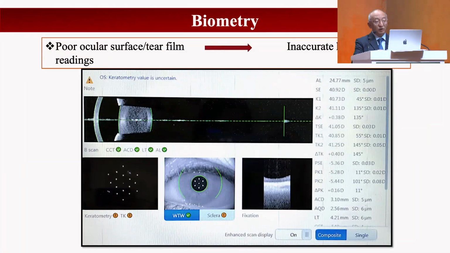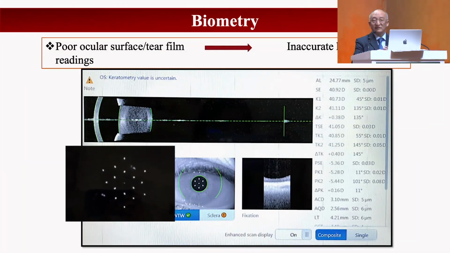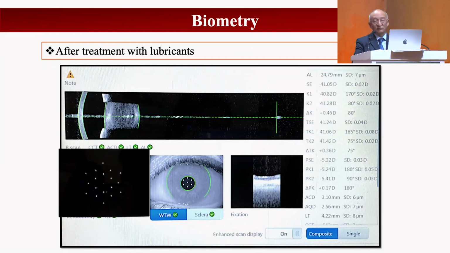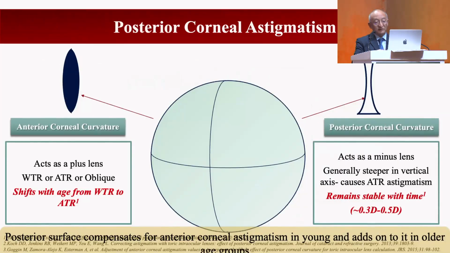Here is a patient having a poor ocular surface. See, these mires are distorted. This tells you that your cornea is not stable at that time. Put 1 drop of artificial tear or do it after half an hour, and the readings will be more accurate. In fact, this patient doesn't require a toric IOL.